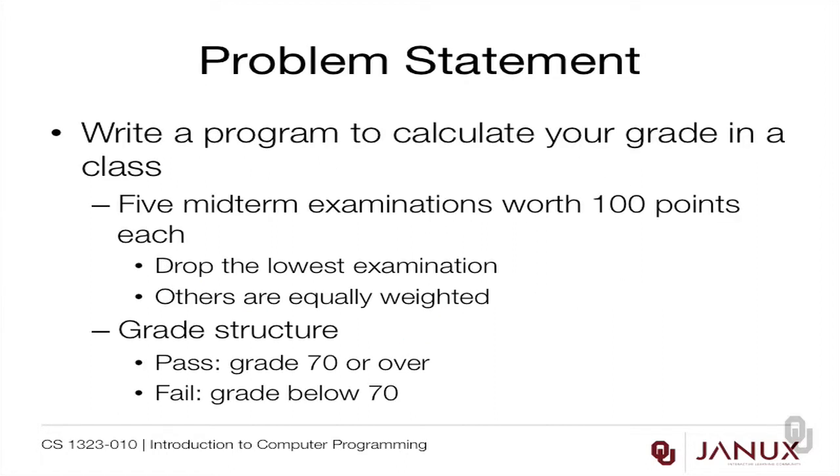First off, here's the problem statement. Write a program to calculate your grade in a class. There are 5 midterm examinations worth 100 points each. You're going to drop the lowest examination, and the others are equally weighted. The grade structure will be that if you get 70 or over, you pass, and if your grade is below 70, you fail.